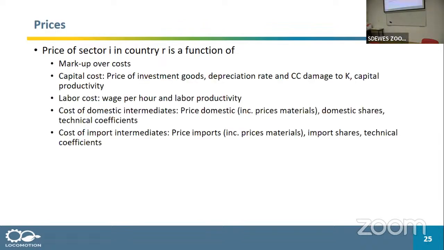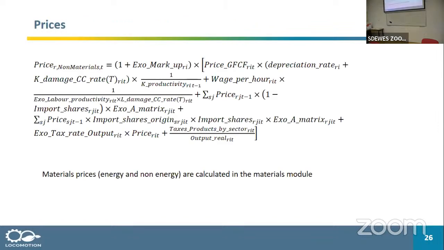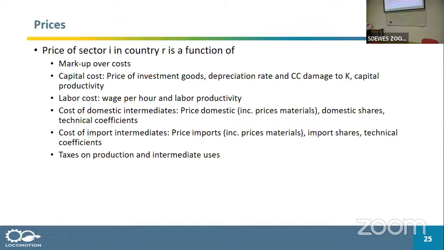Okay. So the price equation, we have a price. But this is for non-energy, non-materials products, because for materials, the prices are coming from the bottom-up model. So we have a function in which the prices depend on a markup over cost, and the costs are the capital cost, the labor cost, the cost of domestic intermediates, the cost of imported intermediates, and all the taxes on production and intermediate uses. And if you have a tax on CO2, that would be also here.